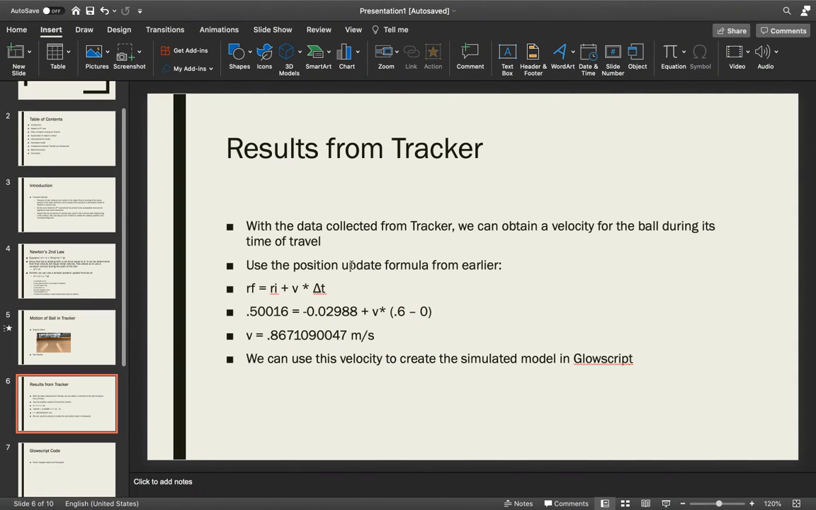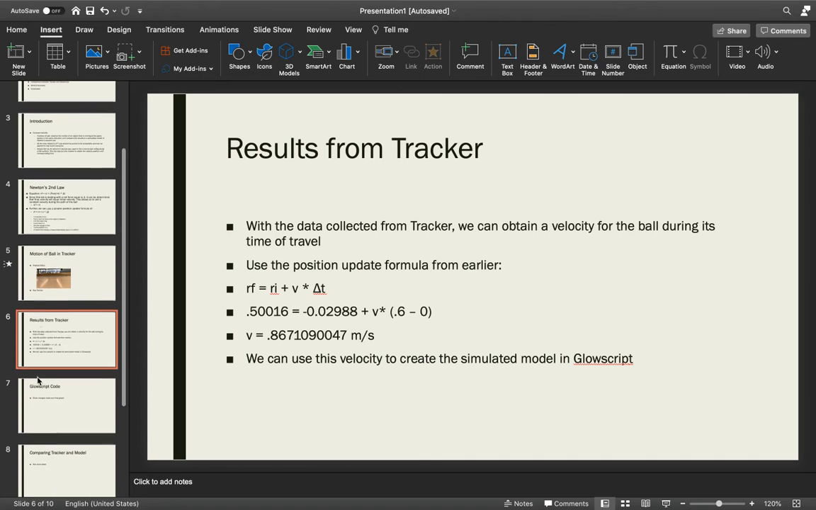And we got some results from Tracker. We obtained the velocity for the ball during its time of travel using the position update formula from earlier, which gave a velocity of 0.86710900047 meters per second. And we can use this velocity to create the simulated model in GlowScript by the same principle of constant velocity as said before.